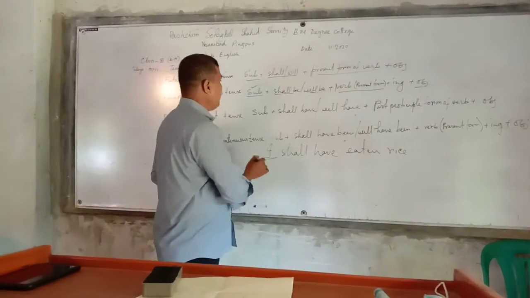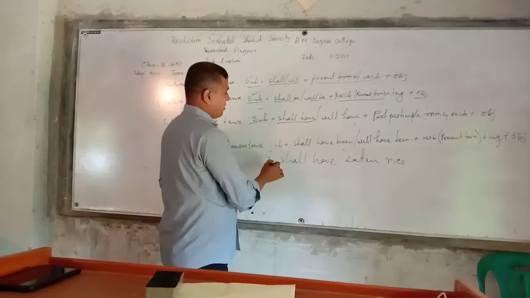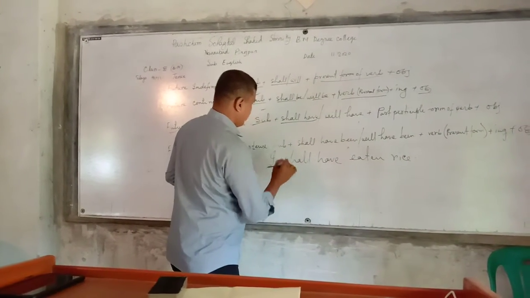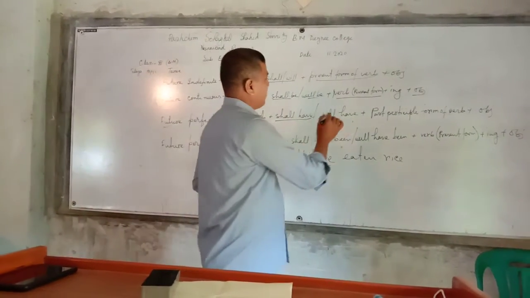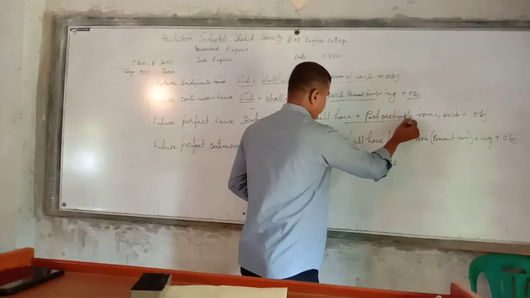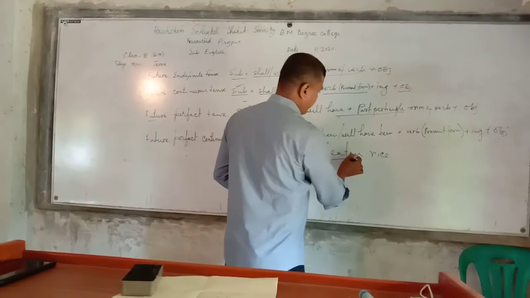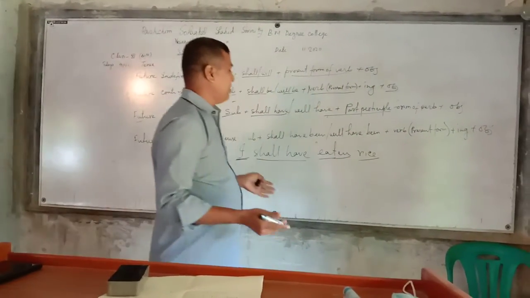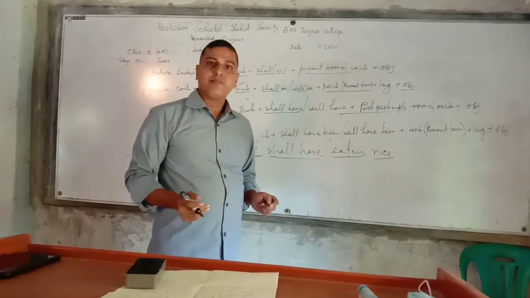Here I is the subject, shall have. After I, first person, we use shall have. Past participle form of verb. Main verb eat, past participle form eaten, and object rice. So it's an example of future perfect tense.